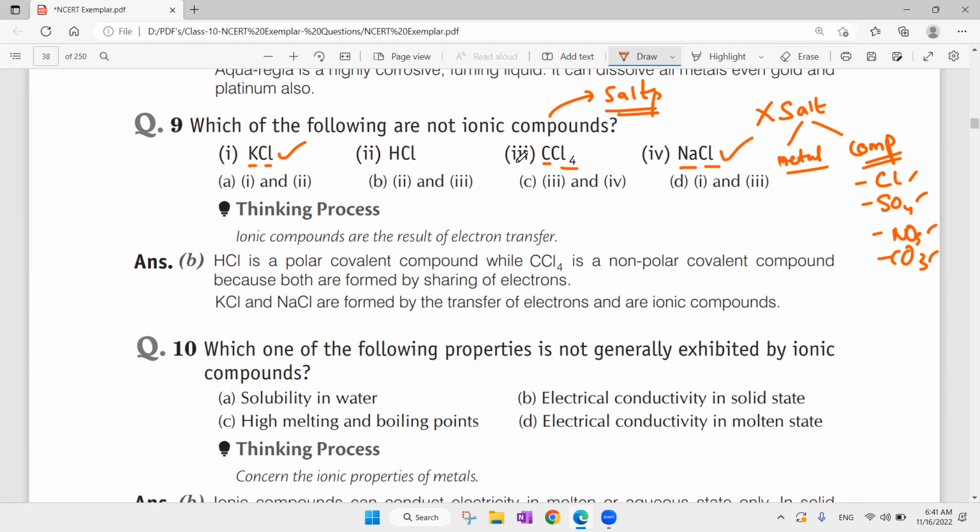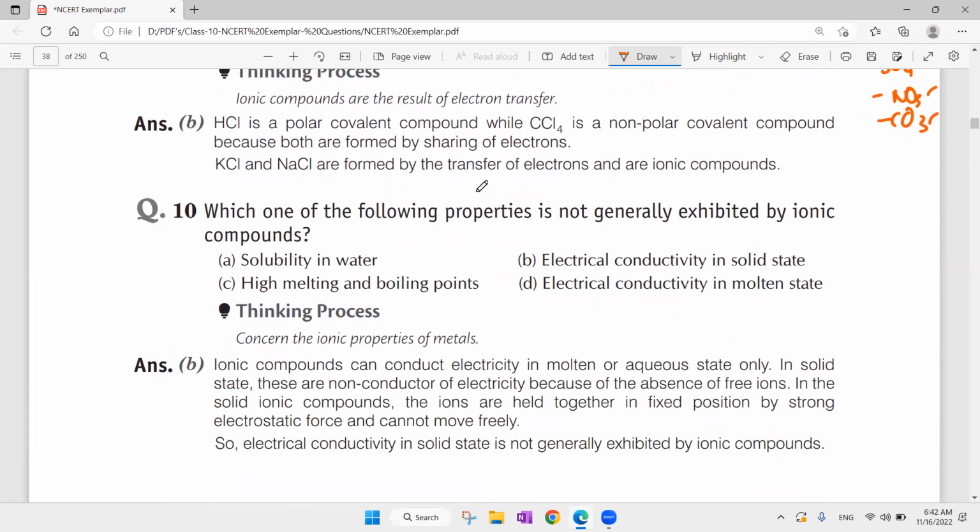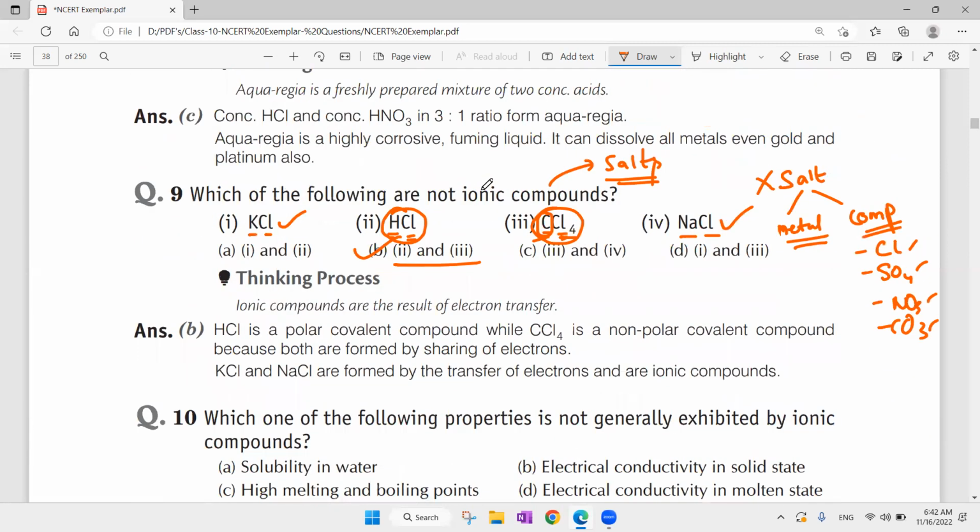It is a salt. Now if you observe, C stands for carbon. It is not metal. Chlorine is not metal. Non-metal, non-metal. Here, hydrogen is non-metal, chlorine is non-metal. What I said, a salt should be metal and compound part. Here in this we have non-metal, non-metal. Here also non-metal, non-metal. 2 and 3 are not ionic compounds. So B is the correct answer. 2 and 3. What are those compounds? If they are not ionic compounds, then what are these compounds called, guys?